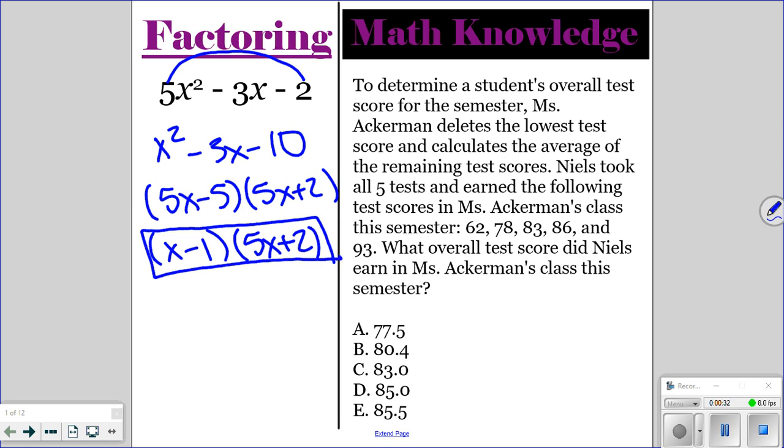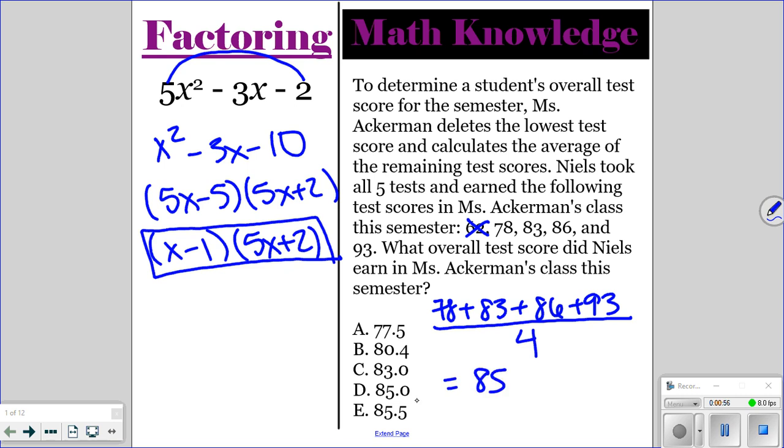Okay, for the math knowledge question, we want to know the overall test score. So this teacher deletes the lowest test score and averages the remaining ones. So the lowest one that he made was a 62. So you're going to add 78 plus 83 plus 86 plus 93. And then you're going to divide by 4 instead of 5 because we only have 4 tests now. And that's going to give you an 85 average. So D would be your answer.